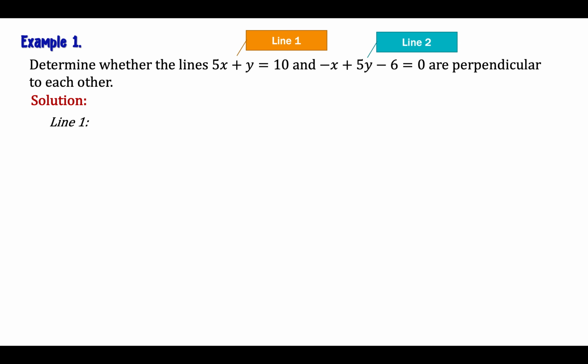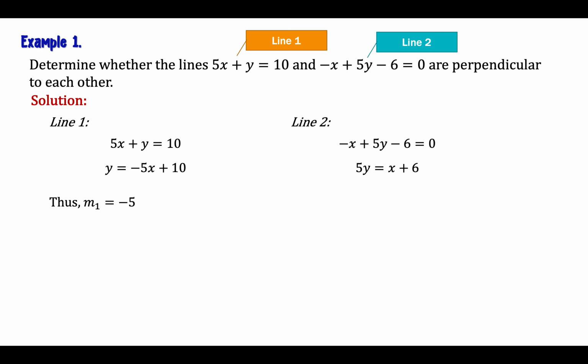So let's start off with line 1. For line 1, we have 5x plus y is equal to 10, where we can simply transpose 5x to the right-hand side. The other one is line 2, which is negative x plus 5y minus 6 is equal to 0. Same as line 1, we can transpose two terms, negative x and negative 6, to the right-hand side. For line 1, if we transpose 5x, we will have y is equal to negative 5x plus 10. And this means that negative 5 is the slope of line 1.